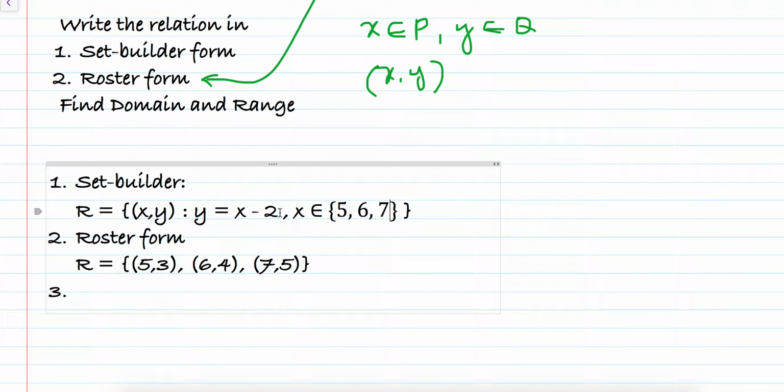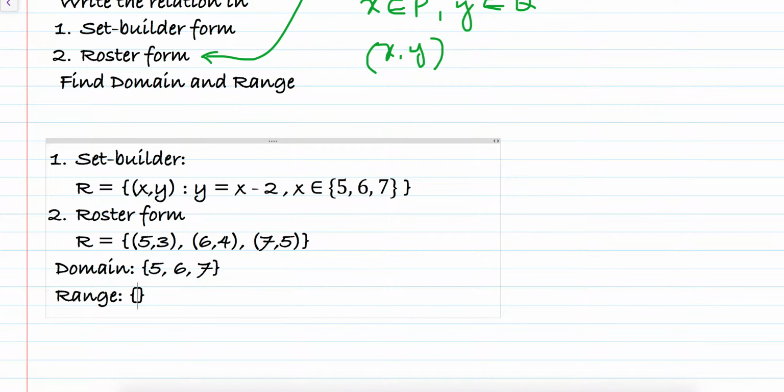Now we have to find domain. So what is domain? Domain will be the set of all the first elements of the pairs. So it will be 5, 6 and 7, and range will be all the second elements of the pairs. So it will be 3, 4 and 5. So this completes our problem. So we will see one more example.